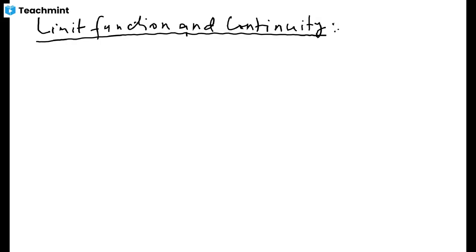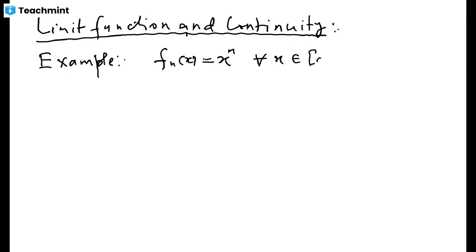First, let us begin with an example. Let us take this sequence of functions f_n(x) = x^n, and I'm taking the domain of each function to be the closed interval [0, 1].